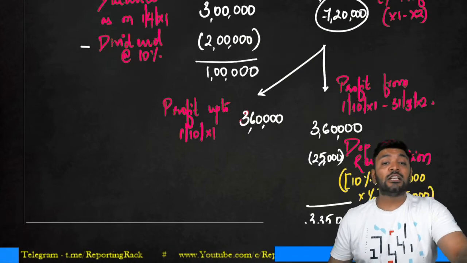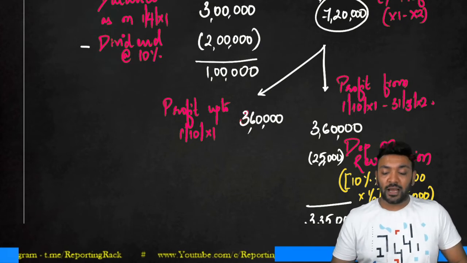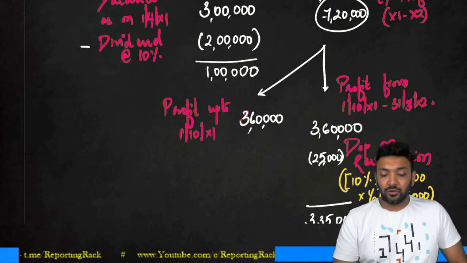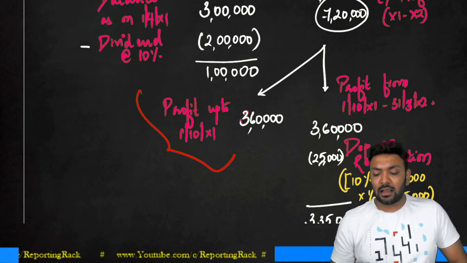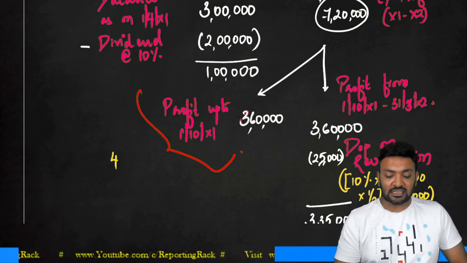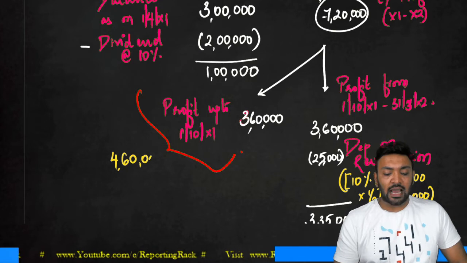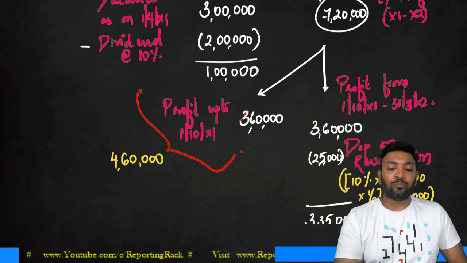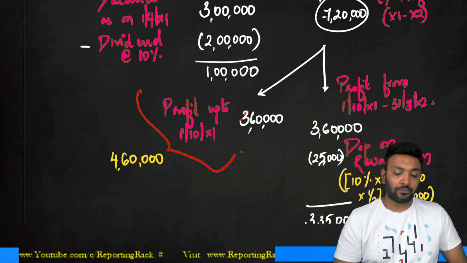What is my pre-acquisition reserve? My pre-acquisition reserve is earned up to 1st October. So that includes the first 1 lakh plus this 3,60,000. That is a total amount of 4,60,000, which should be considered as pre-acquisition.